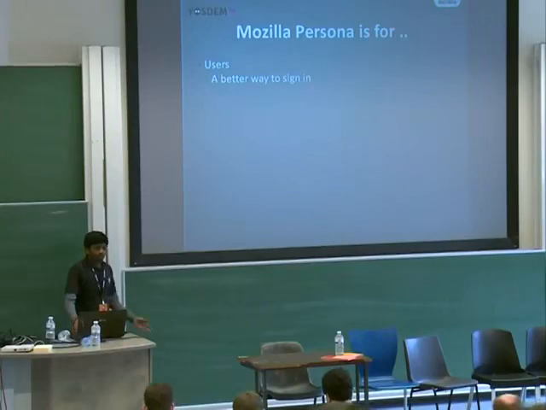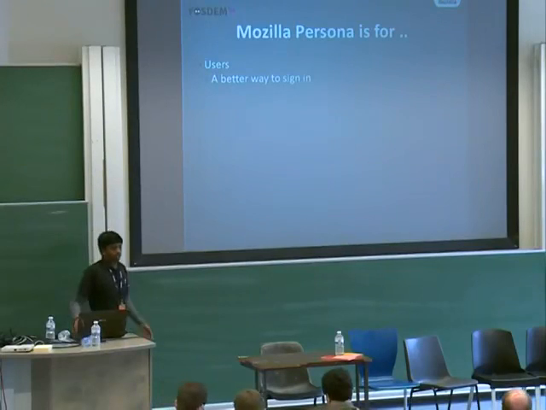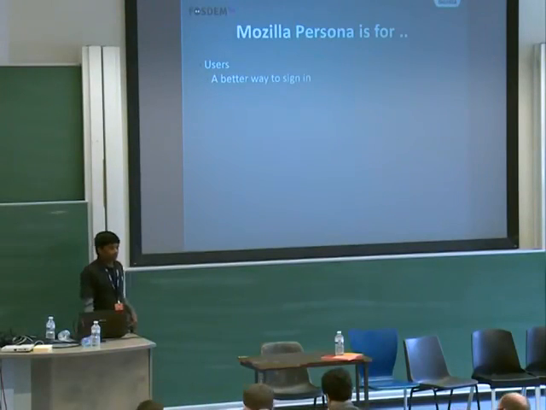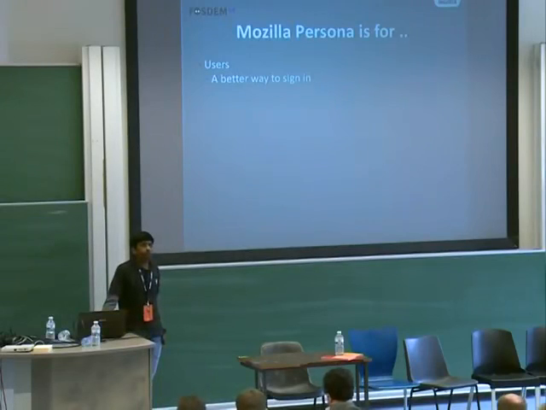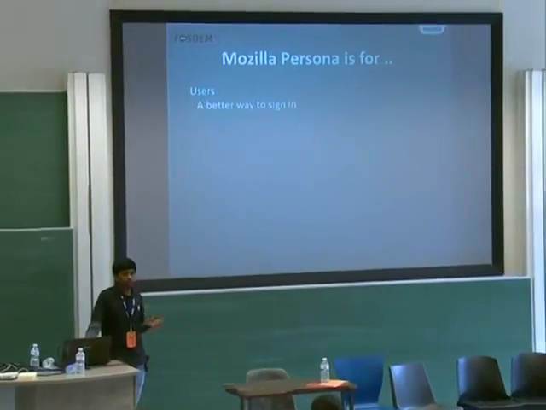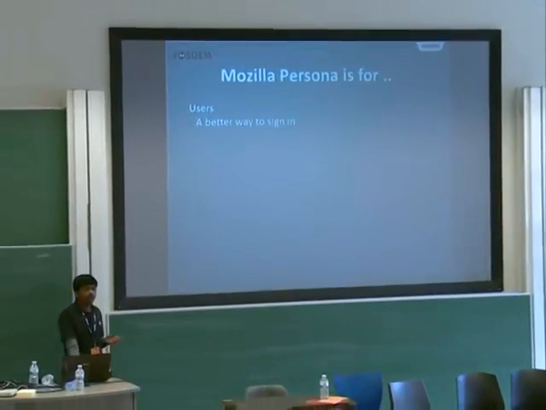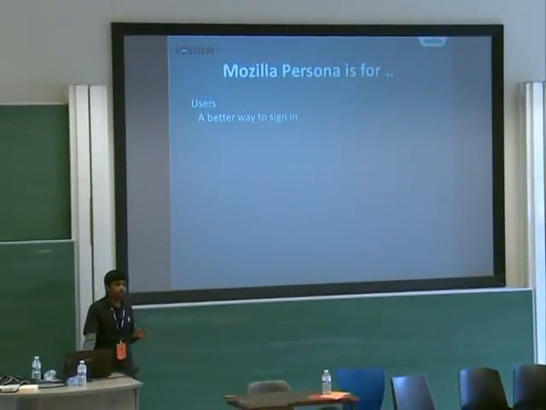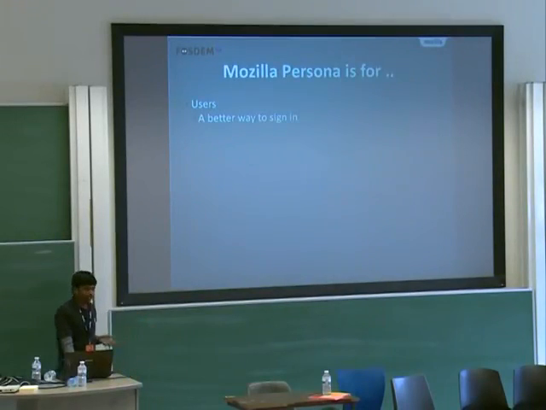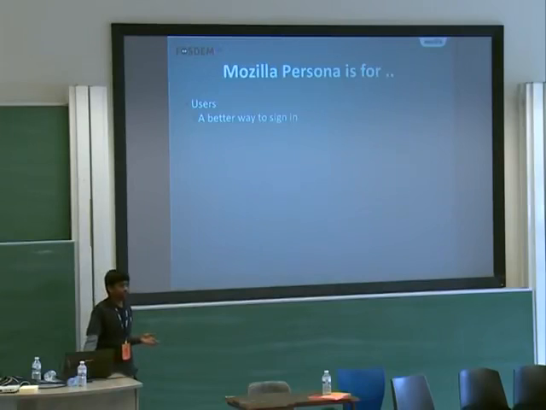So Mozilla Persona, as I said, is a better way to sign in, a login system like single sign-on. It helps users log in quickly and in a secure manner, and it doesn't ask you for a password. So it's different from single sign-on. When you do single sign-on, we need to depend on third parties to authenticate the credentials, right? And it asks you to share your private information, like maybe your phone number.